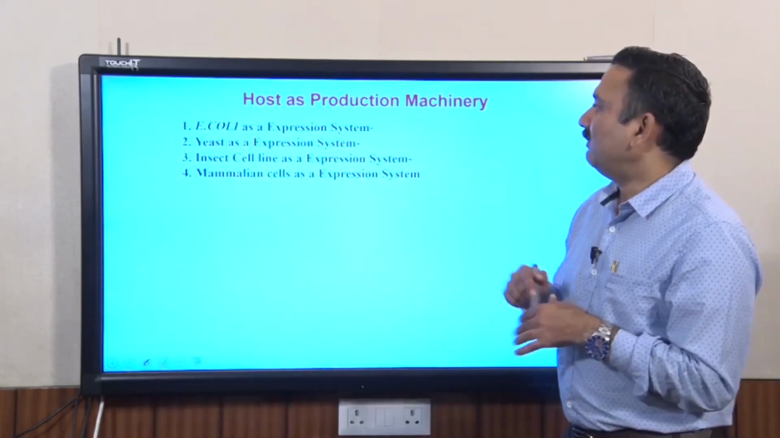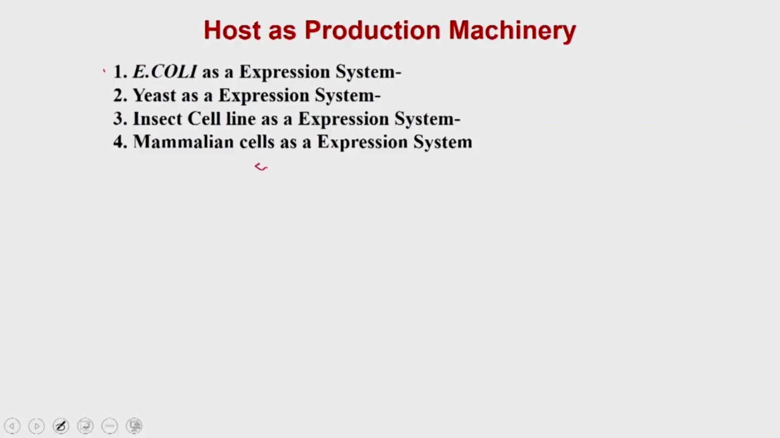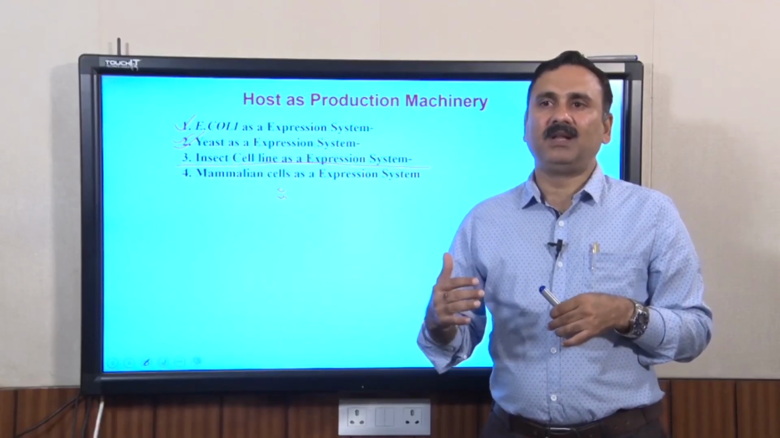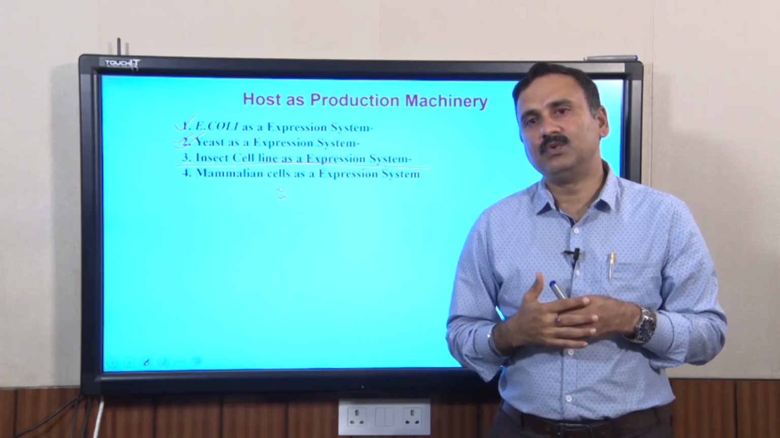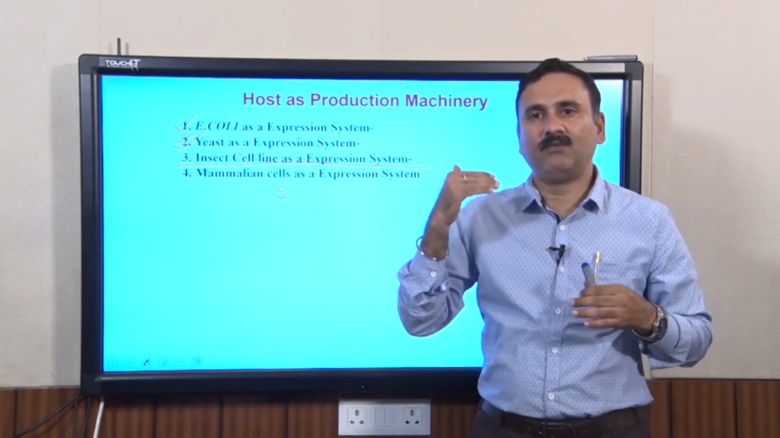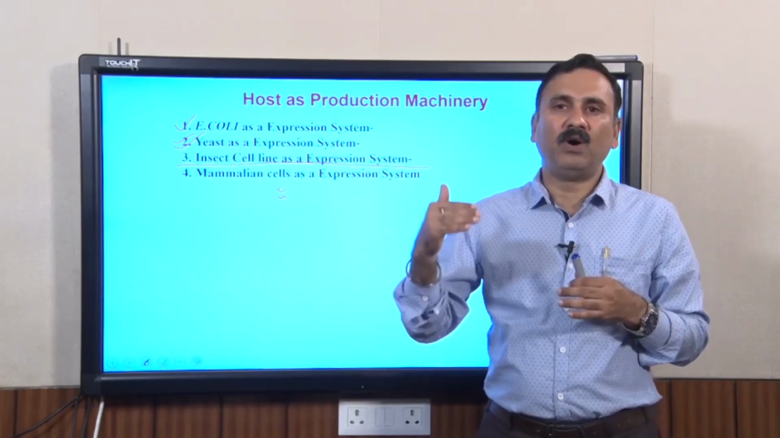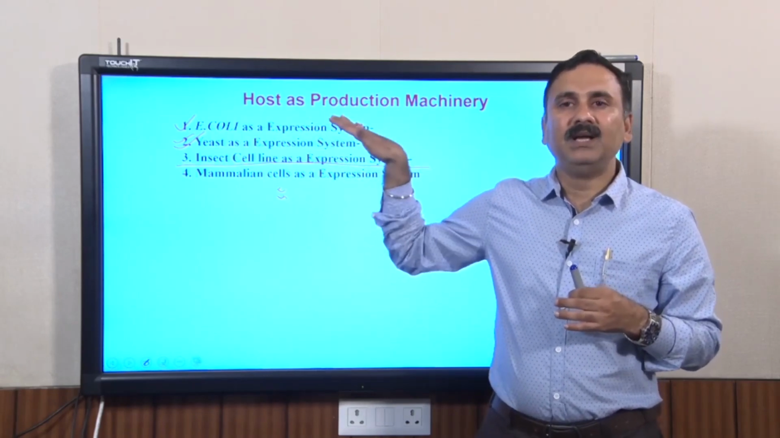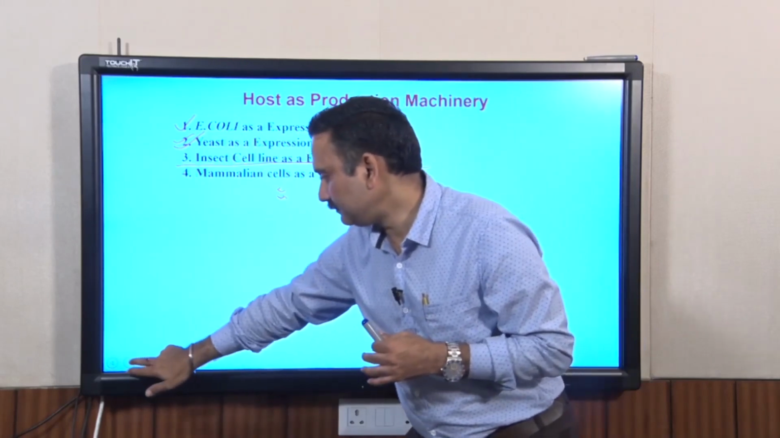Now, so far we have discussed E. coli as an expression system and yeast as an expression system, and now we will move on to discuss the insect cell as an expression system. If you would like to use insect cells as an expression system, you have to perform multiple steps to achieve protein production in insect cell lines.